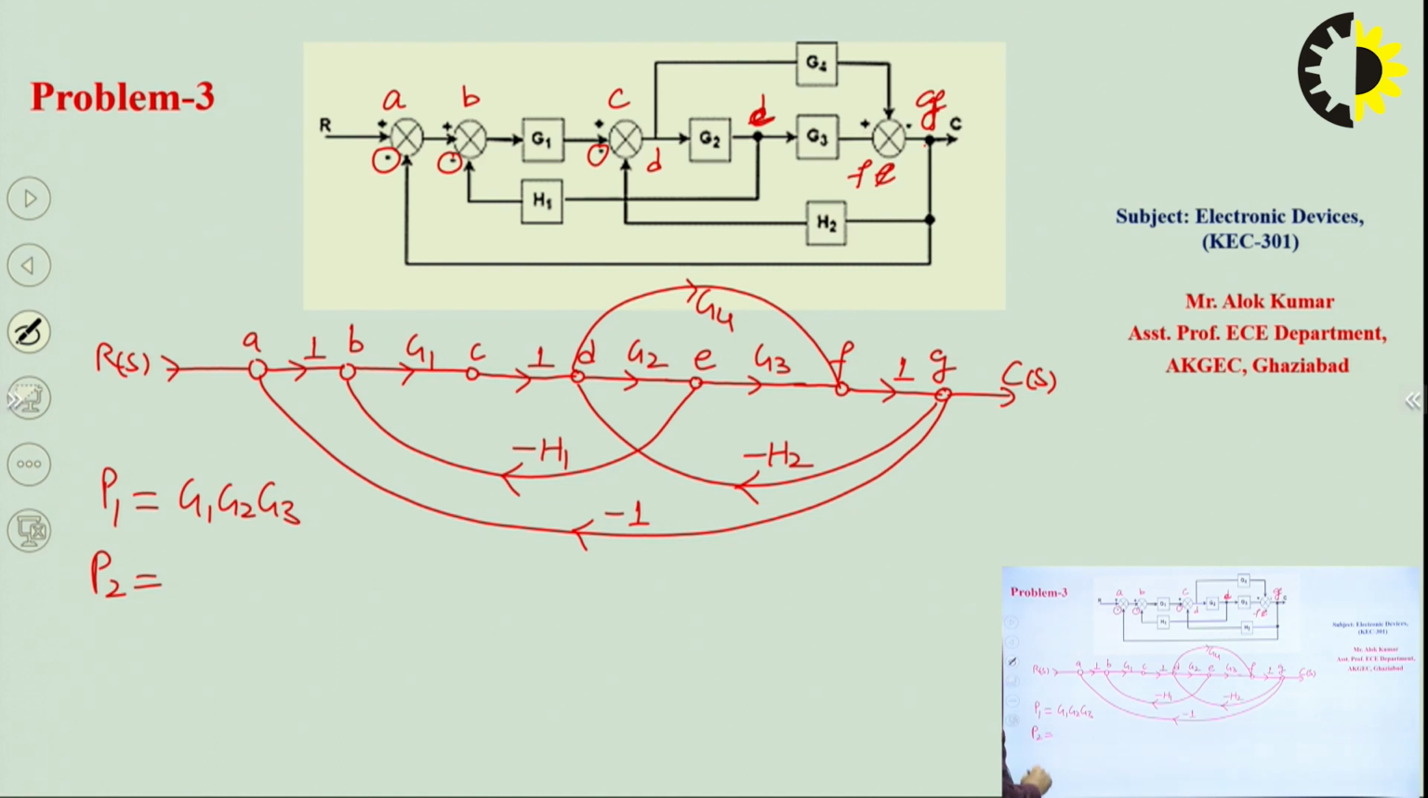Can we find out any other forward path here? Yes, there is one more forward path, that is if we go from node A to node B, C, D, and from node D to node F we can go, and then to node G. So the gain for this forward path will be G1 G4, right? So G1 into G4.